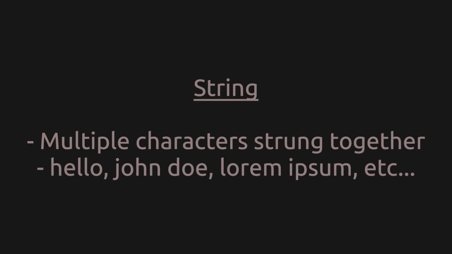Then we have the data type string. A string is a bunch of characters strung together. So, for example, if we wanted to have a variable that holds the value hello, well, if we did that with characters, we'd have to have 5 different variables. One holding H, one holding E, one holding L, another holding L, and another one holding O. But with a string, we can just have one variable that holds 5 characters within it and spells hello.